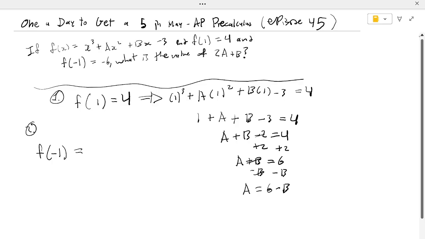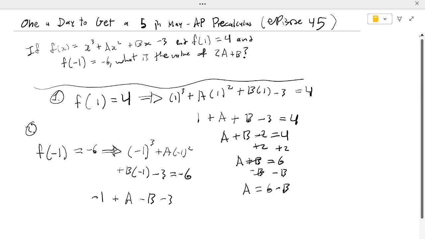So the second thing. So f of negative 1 is equal to negative 6. So what this is going to mean is that if we plug in negative 1, so negative 1 cubed plus a times negative 1 squared, I'm running out of room, plus b times negative 1 minus 3, that's going to be equal to negative 6. Okay, so negative 1 cubed, that's negative 1. Negative 1 squared, that's times a. That will just be a, because negative 1 squared is just 1 inside parentheses. And then b times negative 1 is negative b. And then we have minus 3 is equal to negative 6.